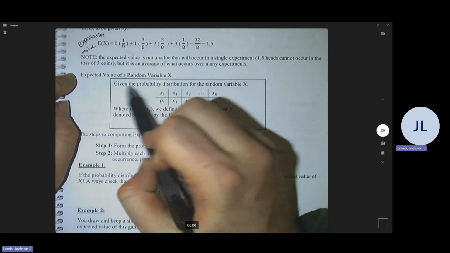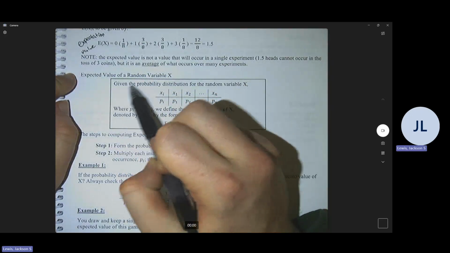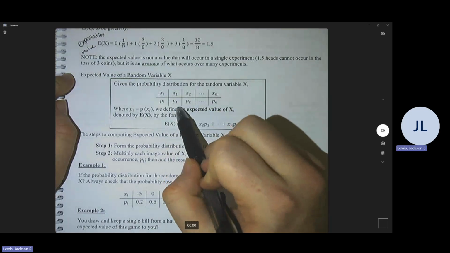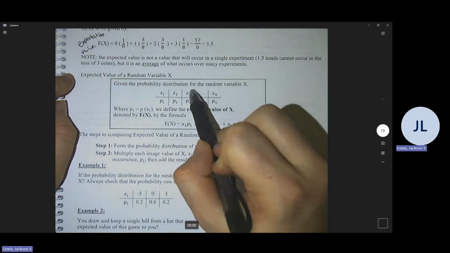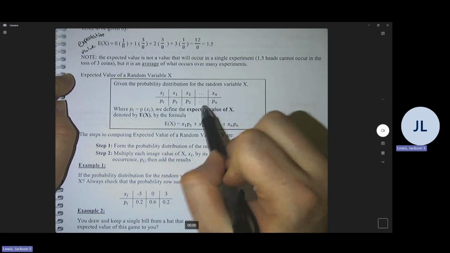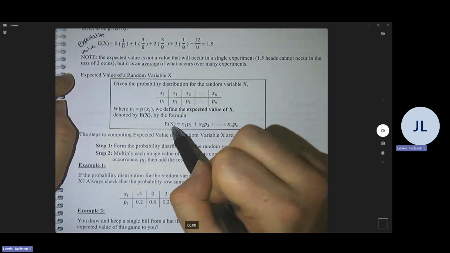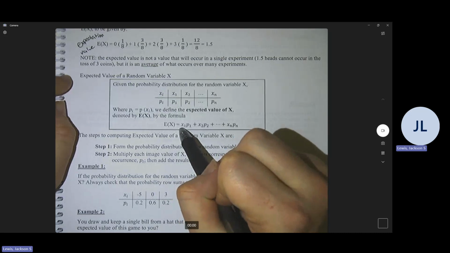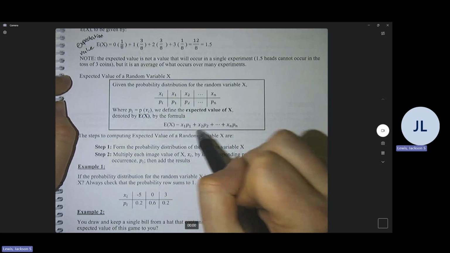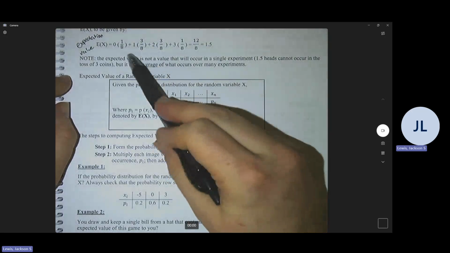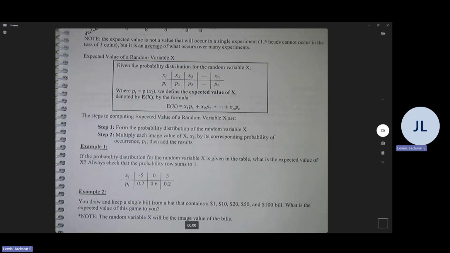To compute the expected value of a random variable, we're given the probability distribution. So here, maybe x1 was 0, x2 was 2 or 1, and so on and so forth. And we denote this as E(X), the expectation value of X, which is the first variable times its probability plus the second variable times its probability, which is exactly what we saw up here. The steps to computing the expected value of a random variable are: first, form the probability distribution, and then multiply each probability by its variable assignment.